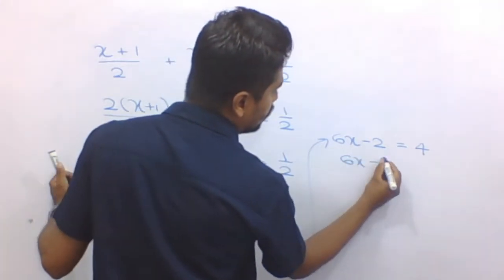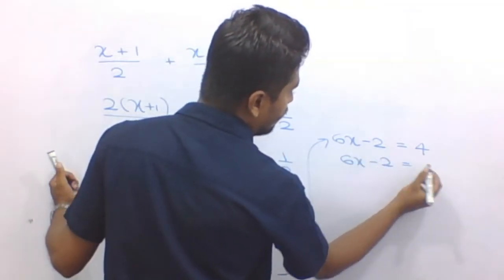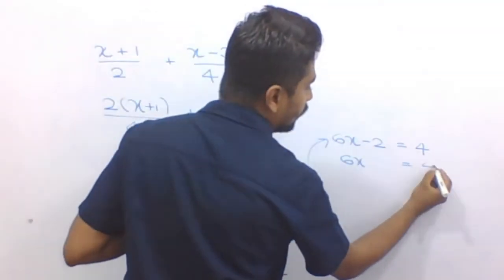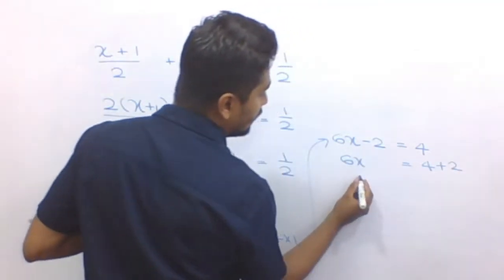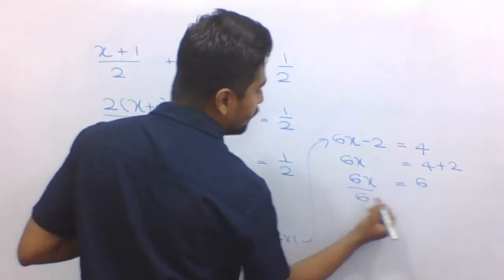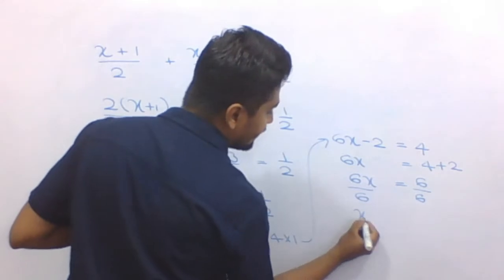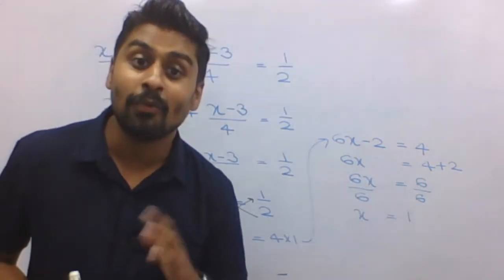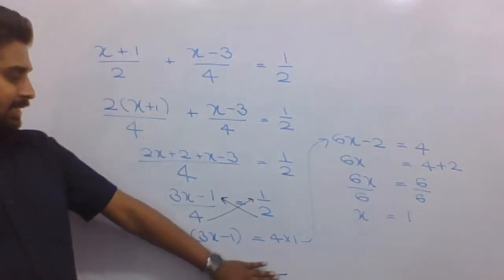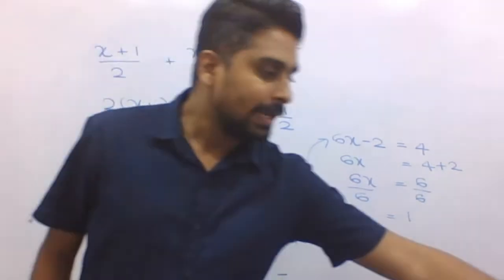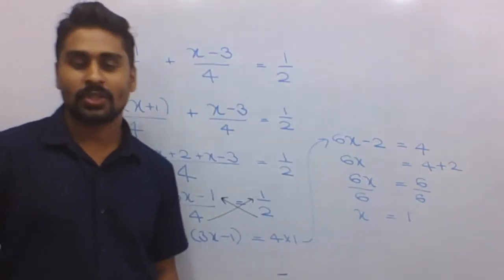6x minus 2 equal 4, then we can bring this minus 2 to other side. 4 plus 2. Then 6x equal 6. Divide both sides by 6. X equal what? X equal 1. Right? This is the question. Right? Then next we are going to do the next question, next type, right?